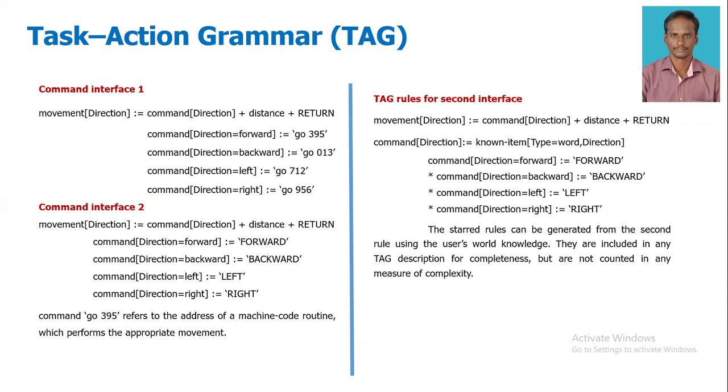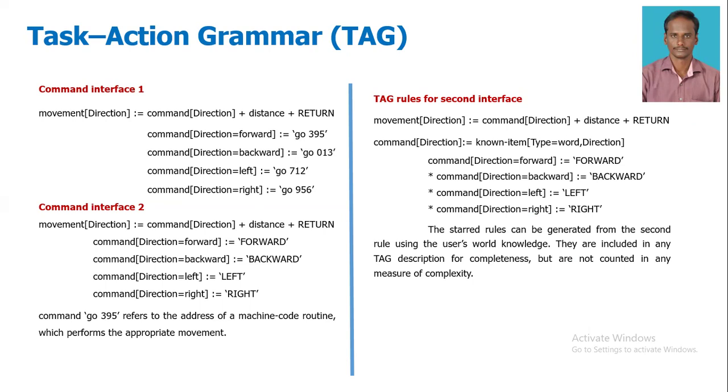That is the first interface. In the second interface, the template is: move the direction is defined as move direction plus distance return, but here the return is not given. So the command go 395 refers to the address of the machine code routine which performs the appropriate movement. The same is written for the second interface with TAG rules.